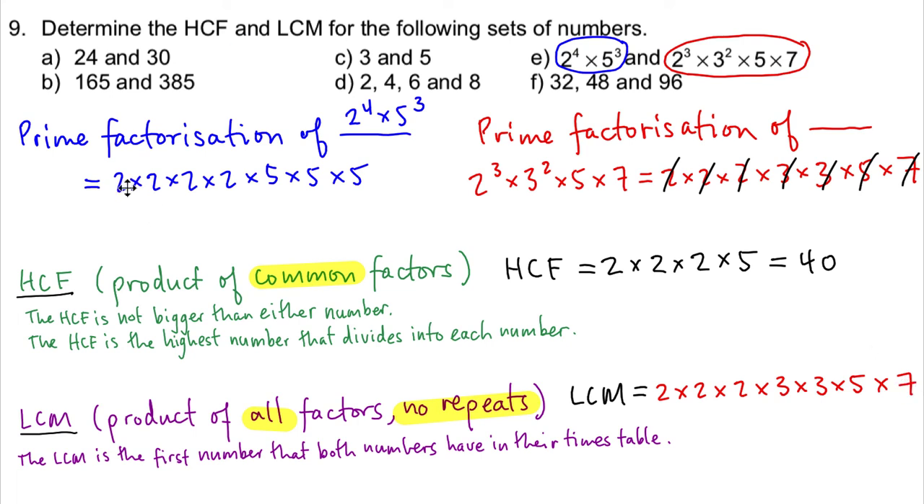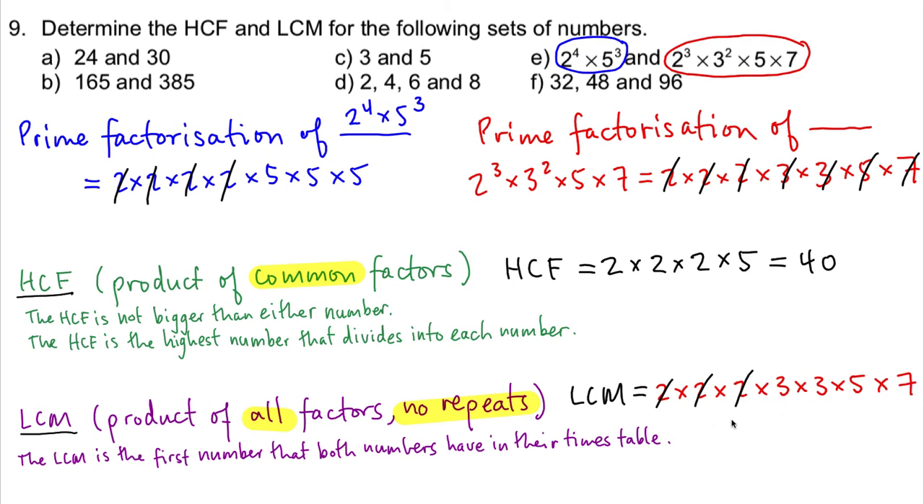So now we come over here. I need a 2, but I already have a 2. So I can kind of cross them off as I go along. I'll take the crossings off. I need a second 2, and I have a second 2. I need a third 2, and I have a third 2. I need a fourth 2, but I don't have a fourth 2, so I need to multiply another 2.